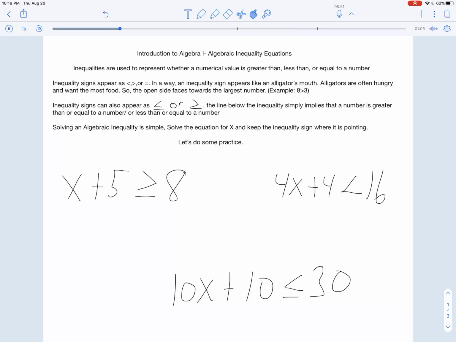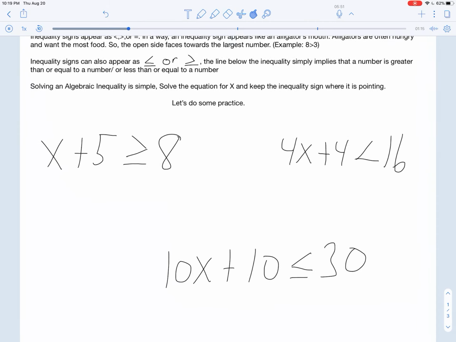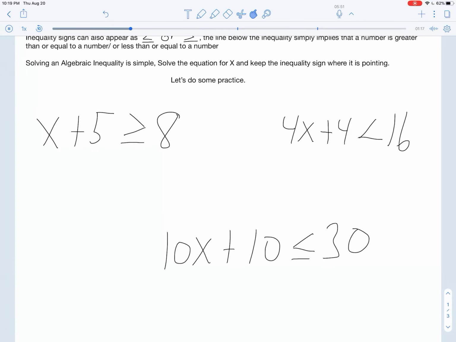Let's do some practice. Our first question: we have x plus 5 is greater than or equal to 8. The first thing we want to do is solve this like an algebraic equation. So x plus 5 minus 5 is the opposite. So we do 8 minus 5, and we have x is greater than or equal to 3. And that's simply our answer, just like simple algebra.